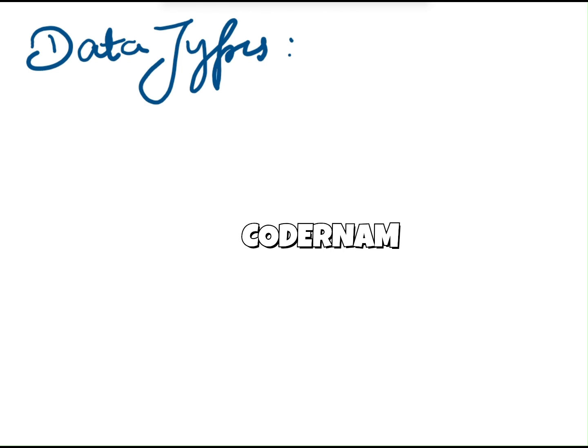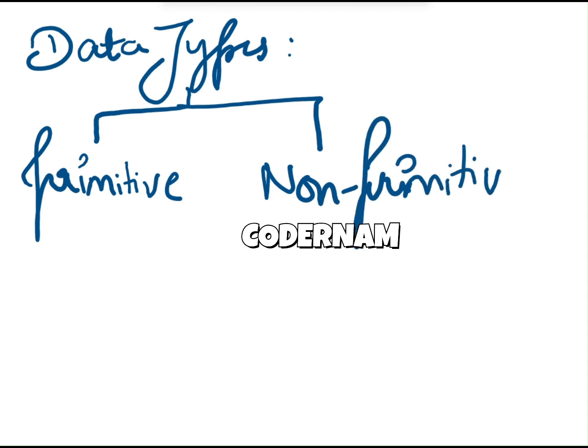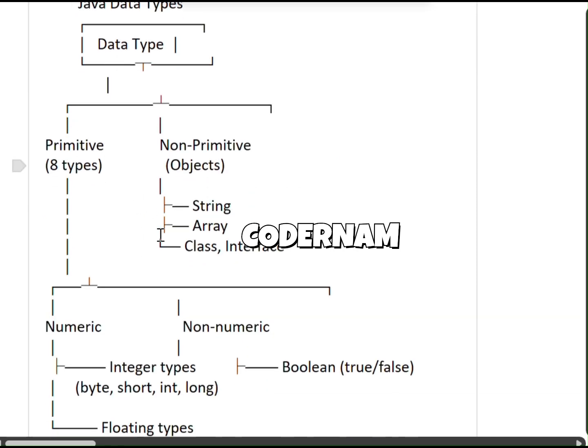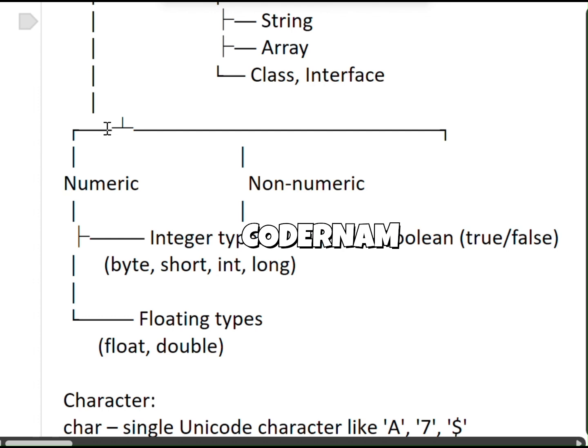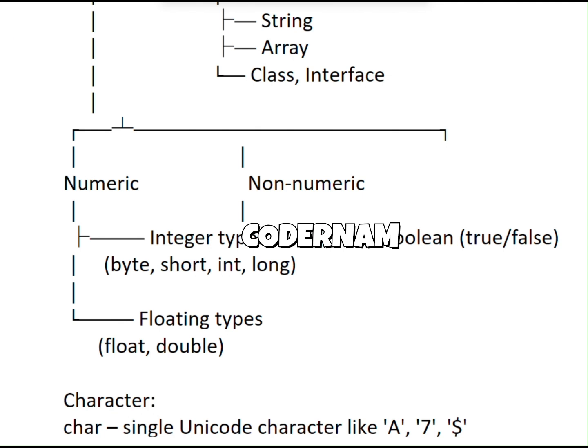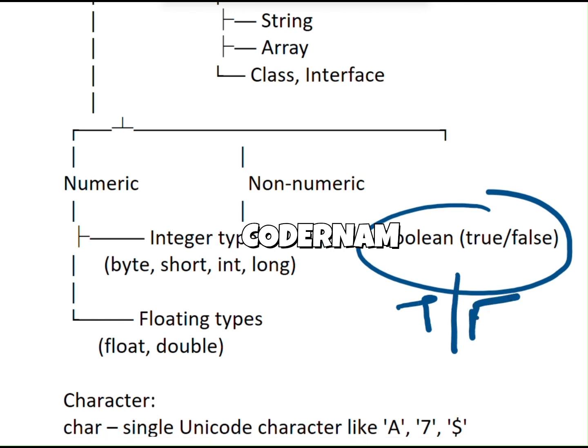So there are some types of data. The first one is primitive, and the second one is the non-primitive type of data. Let us visualize this with a chart. In the primitive type of data, there are 8 types. It is further classified into numeric and non-numeric types. Under the non-numeric, we have Boolean. Boolean means it comes with two values, true or false. And under the numeric, we have the integer types and the floating types.